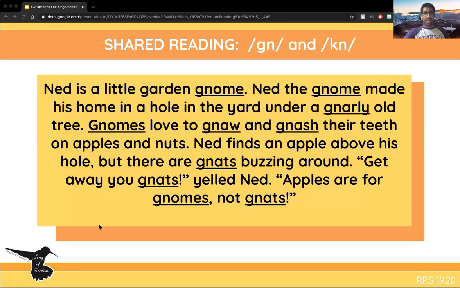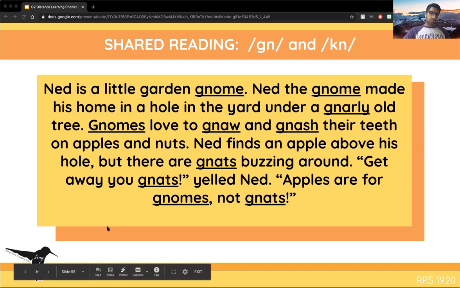Here we go. Ned is a little garden gnome. Ned the gnome made his home in a hole in the yard under a gnarly old tree. Gnomes love to gnaw and gnash their teeth on apples and nuts. Ned finds an apple above his hole, but there are gnats buzzing around. Get away, you gnats, yelled Ned. Apples are for gnomes, not gnats.